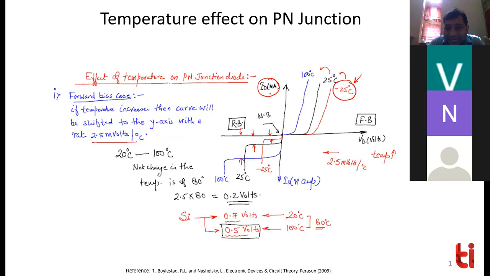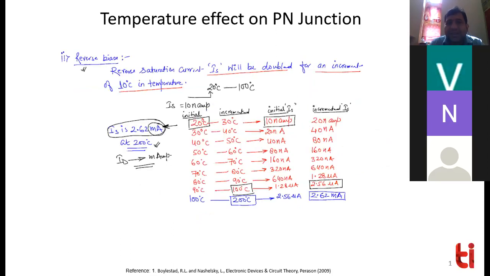So yesterday what we have seen is that by increasing the temperature in a reverse bias condition, the current is increasing, the IS is increasing. Now, do we have any direct relationship between temperature and IS? Can we directly tell someone that if we increase the temperature by 10 degrees Celsius, how much the reverse current is going to increase? So yes, we have a direct relationship. What is that relationship?